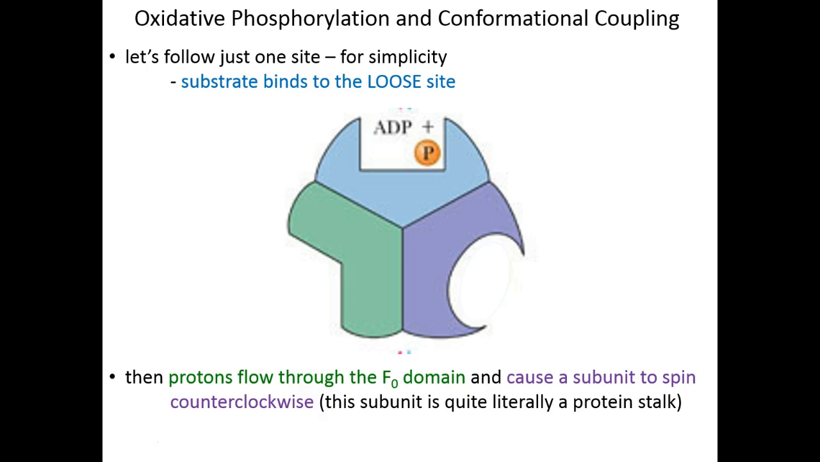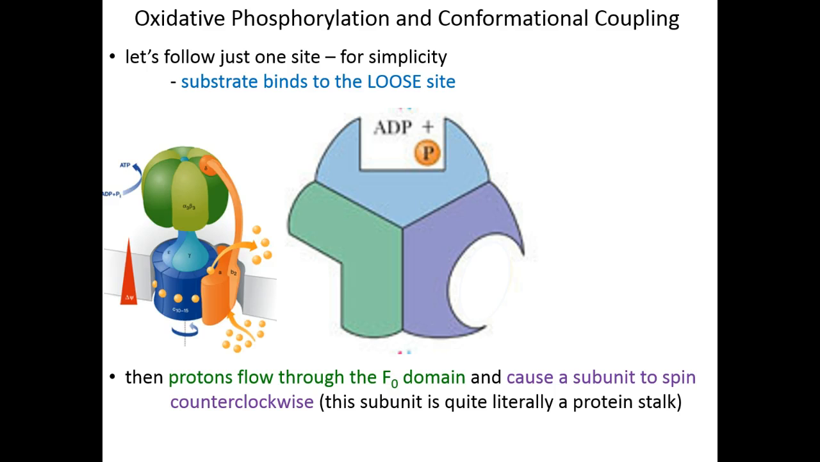Protons now flow through the F0 region. And as those protons flow through the F0 region, it spins. And that spinning causes conformational changes to occur. Here is the stalk of the F0 region. We can see that stalk coming up here through the head region. See that? And this stalk has a little bump to it, a little perturbation.